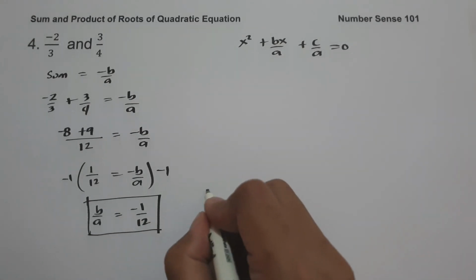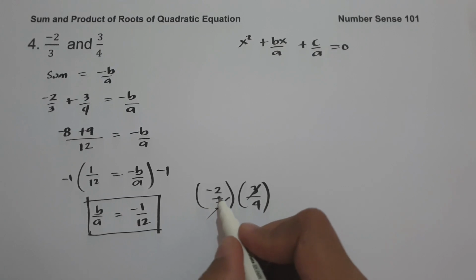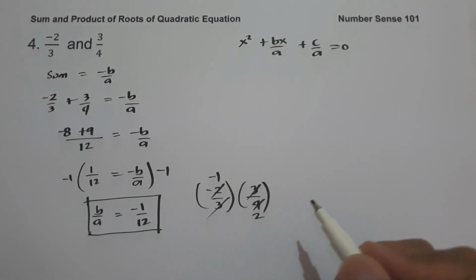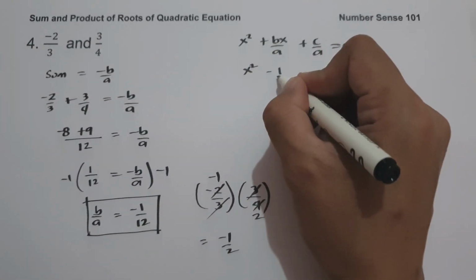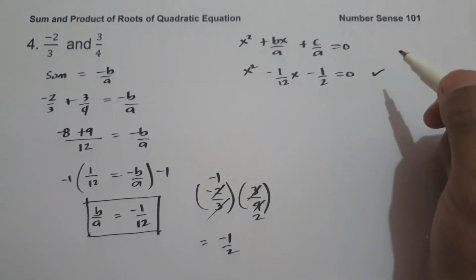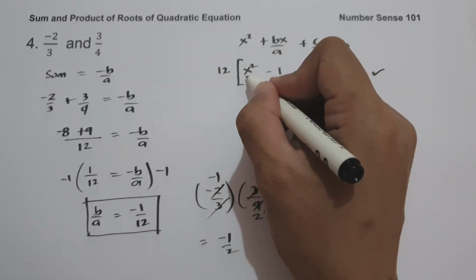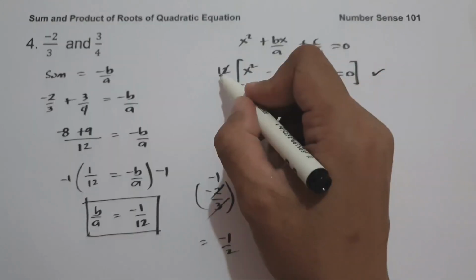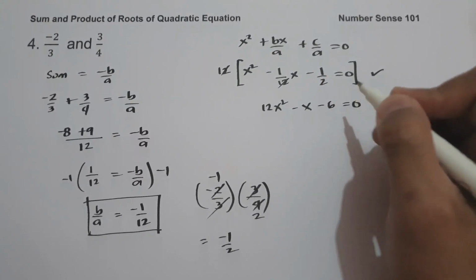And for the product, we have negative 2 over 3 times 3 over 4. So we can cancel 3 together with 3, and negative 2 and 4 because they are divisible by 2. So negative 2 becomes negative 1 and 4 becomes 2. So our answer will be negative 1/2. So let us have x squared, and then we have negative 1 over 12x minus 1/2 equals 0. And this will be our answer. Or if you want to simplify, let us multiply the whole equation by the LCM of 12 and 2, that is 12. 12 multiplied by x squared is 12x squared. And we can cancel 12. This will be negative x. And then 12 multiplied by negative 1, that is negative 12, divided by 2 is negative 6 equals 0. And this will be our answer.